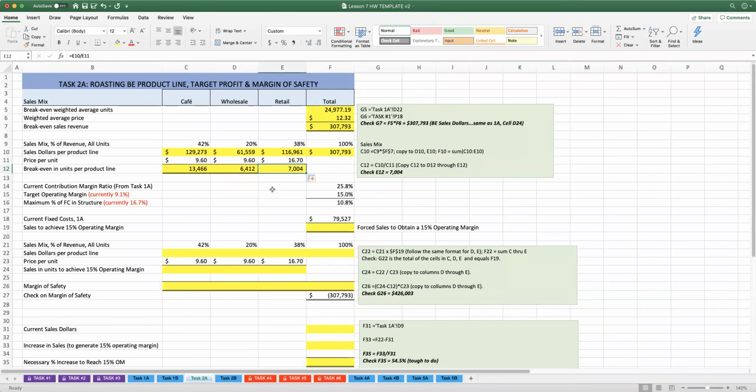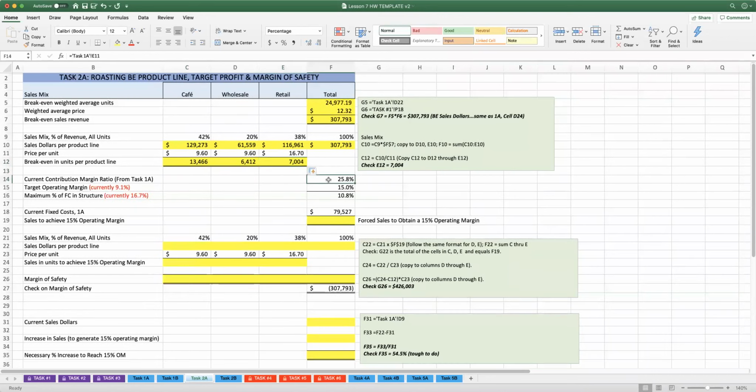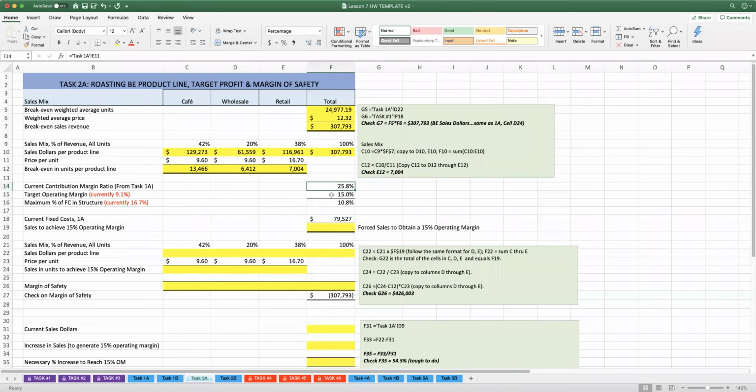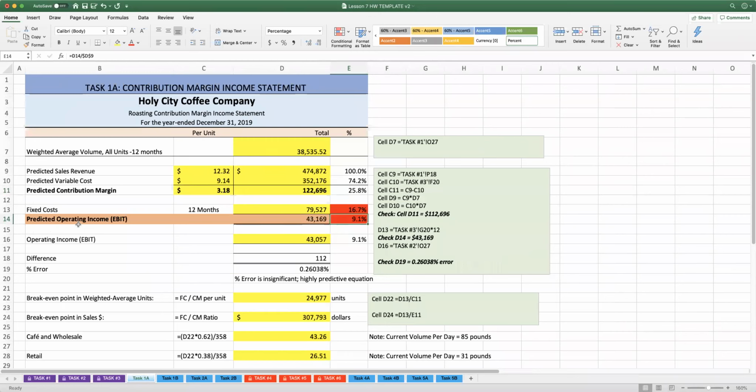All right, now the current contribution margin ratio, which you calculate back here on task 1A, let me show you right there, 25.8. And let's say that we'd like to do a little better. Let me take you back over there so I can show you. We only made 9.1% profit margin. That would be an operating margin, which is this number divided by sales. We made about 9.1%. So one of the questions we might ask is, what does the volume have to be in order for me to earn a little better than that as a percentage?